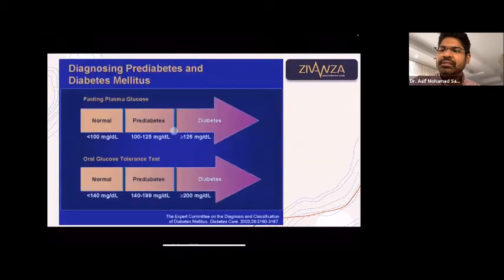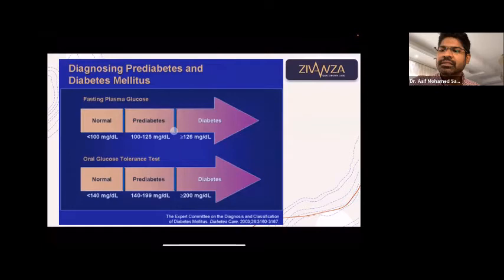So what are the values that help you diagnose that you have pre-diabetes and diabetes mellitus? In this, there are two components, that is the fasting plasma glucose and the oral glucose tolerance test. Now, fasting plasma glucose means the sugar levels that are checked before having a meal. The most preferred time to do this is in the morning before your breakfast, and any level that is between 100 and 125 milligram per deciliter is considered as pre-diabetes. Anything more may be considered as type 2 diabetes mellitus.